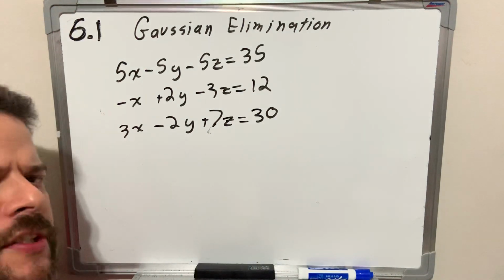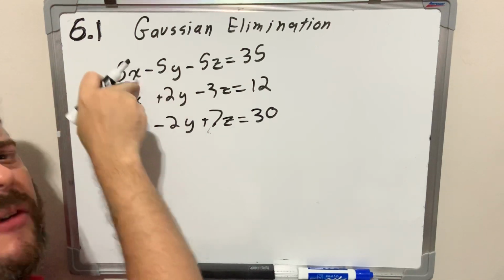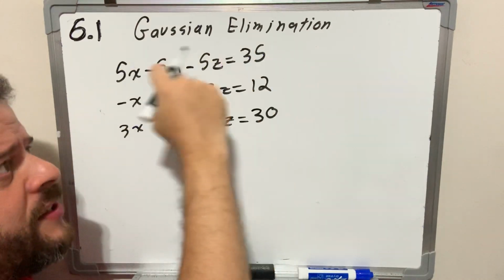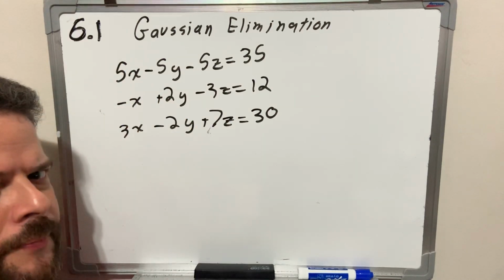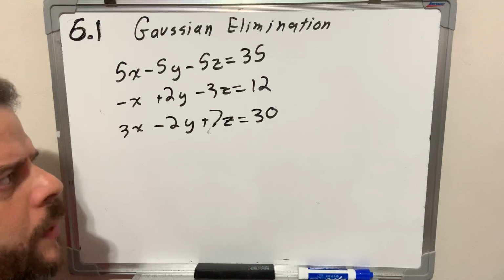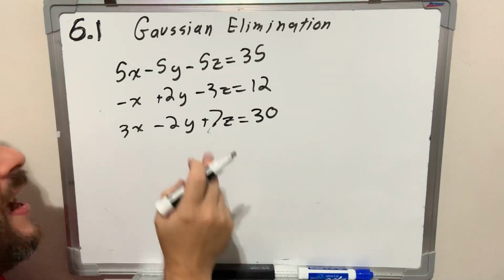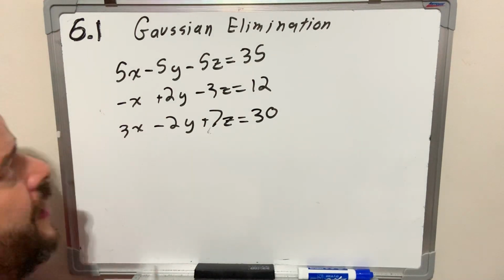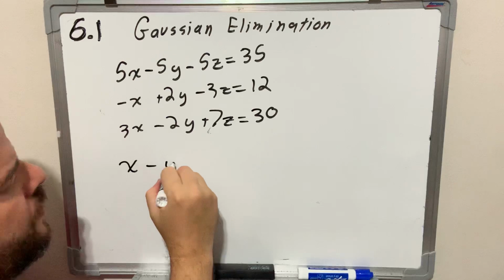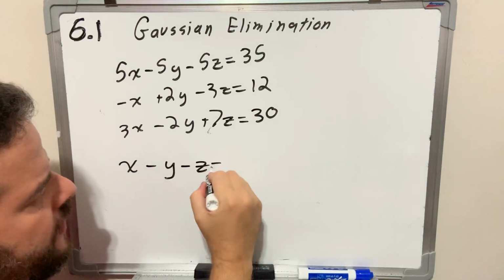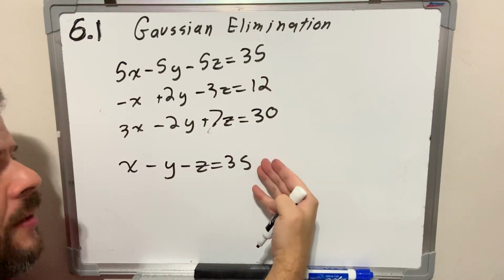Now remember, the first step is you want the leading term of the first equation to be 1 every single time. You always want your leading terms to be 1. So let's turn this into a 1. How do I turn this into a 1? I divide everything by 5. When I divide this by 5, I'm going to have x minus y minus z equals 35. So I divided the first one by 5, and I ended up with this expression.